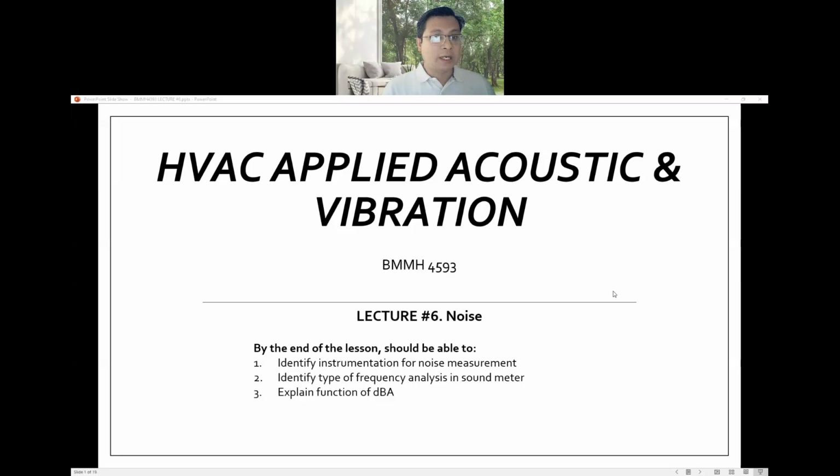Today, as mentioned in the slide, the first objective is to identify instrumentation for noise measurement, and the second is to identify the type of frequency analysis in a sound meter. The last is to explain the function of dBA, which is the unit of the noise range. So by the end of the lecture, you can come out with these objectives.